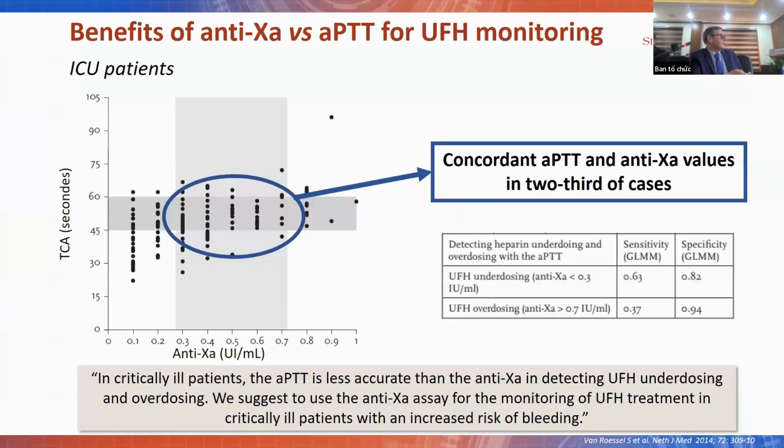So if we look at the clinical benefits of using anti-IIa versus APTT. This is a diagram showing that in a study where they compared heparin monitoring with anti-IIa or APTT, they have concordant APTT and anti-IIa values in 2/3 of cases, but there are discrepancies. And what they conclude is that the anti-IIa activity was more efficient to detect overdosing, but also to detect underdosing.